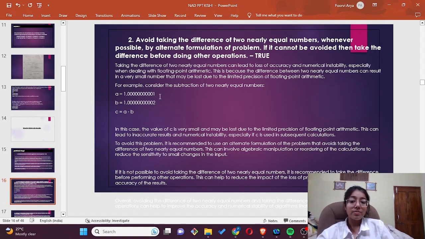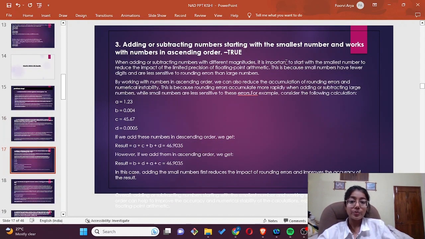It does not really matter. So to avoid this problem, it is recommended to use an alternate formulation of the problem that avoids taking the difference of two nearly equal numbers. These two numbers are nearly equal, therefore we have to avoid the difference of two nearly equal numbers. Therefore, this is true. Adding or subtracting numbers starting with the smallest number and working with numbers in ascending order. It is also true.